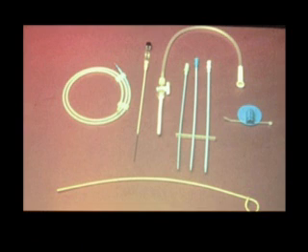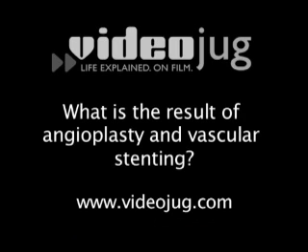The equipment that is used for balloon angioplasty and stenting is very, very small in caliber. That allows us to enter the blood vessels by way of extremely small openings. That's why this is one of the procedures that we classify as being minimally invasive. The devices that we use are all mounted on very small caliber, thin plastic tubes, which we call catheters. What is the result of angioplasty and vascular stenting?